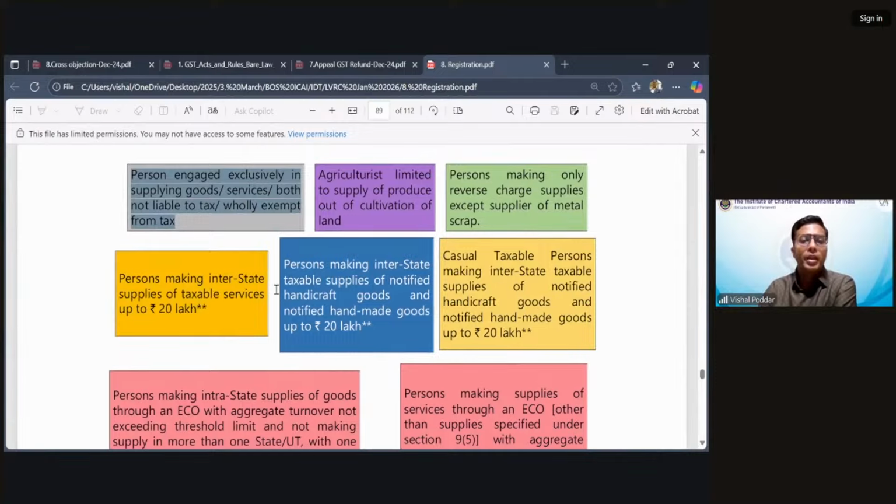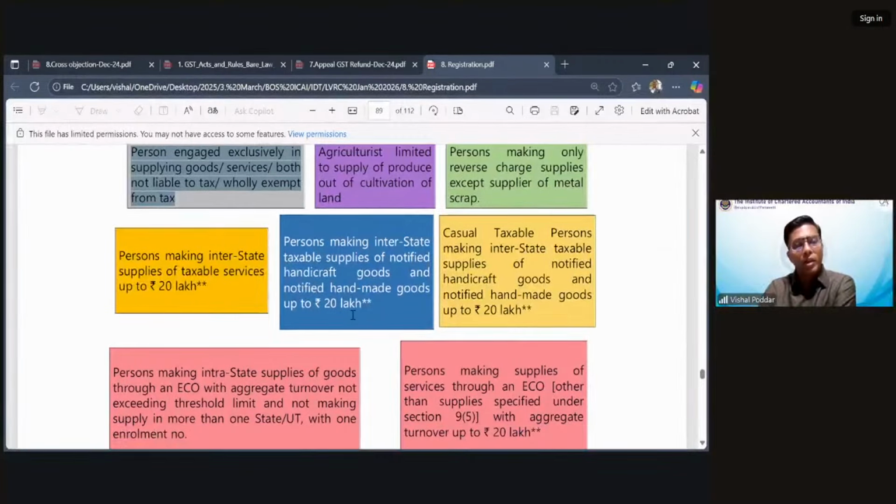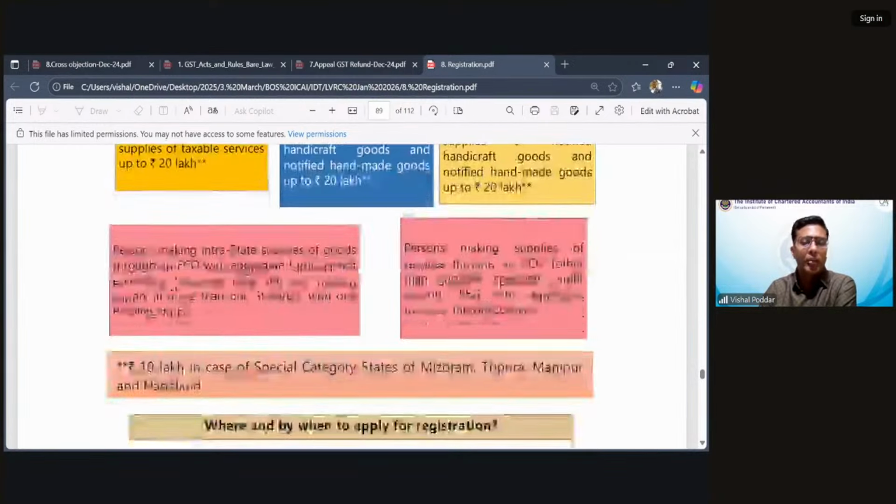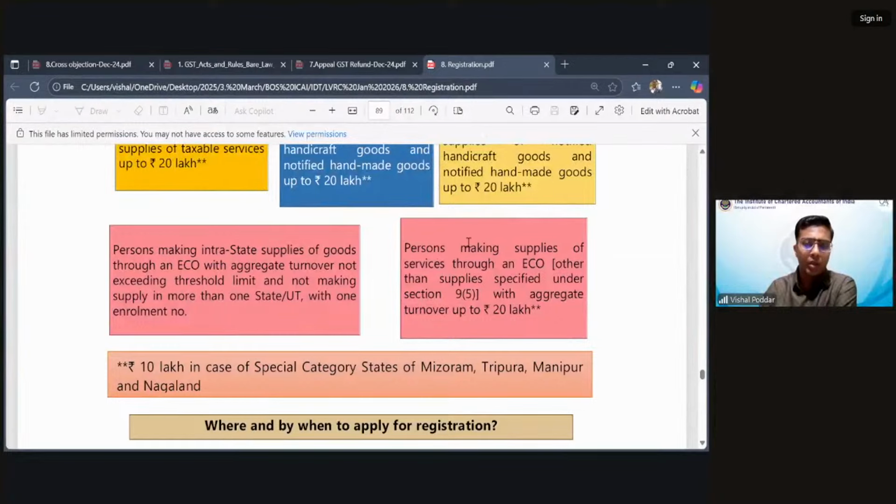Then a person making interstate supply of notified handicrafts. Again, they are not required to register up to 20 lakhs. Casual taxable person again making interstate supply of those handicraft goods. Again, they enjoy the 20 lakh threshold. Then a person making supply of services through an e-commerce operator. Again, they get the protection up to 20 lakhs.